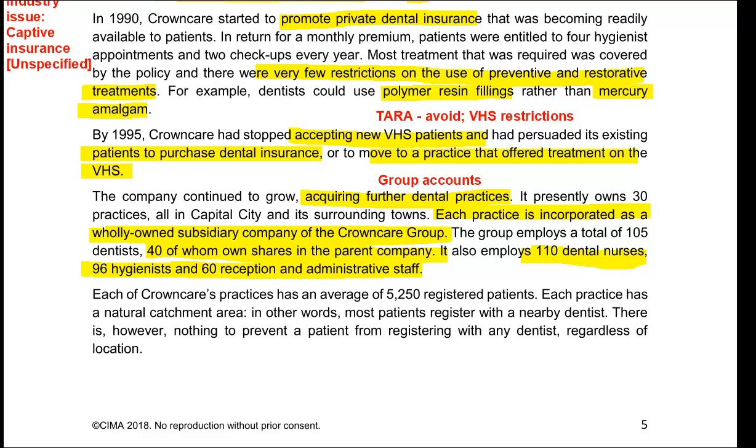So any disagreements, issues, stuff like that are quite important. So this emphasizes our need to be good negotiators, and I could easily see a negotiation question relating to unhappy staff, because replacing them would be quite the headache for Crowncare.